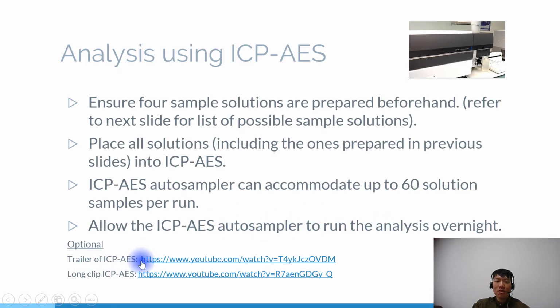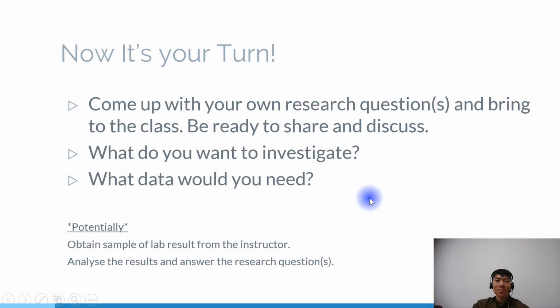Have a look at the trailer, how it looks like. So next time you're a tester, you can say, oh, what instrument is this? You don't say it's a GCMS. Oh, this is an ICP-AES. What is it used for? Soil sampling. You have standards for heavy metals to check the soil. A long clip about how to use it is over here. Feel free again, for interest.